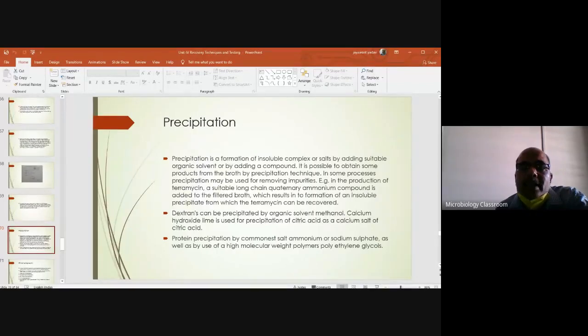Okay, the next technique as per your syllabus is precipitation. Precipitation is the formation of insoluble complexes or salts by adding a suitable organic solvent or by adding a compound. It is possible to obtain some products from the broth by the precipitation technique.